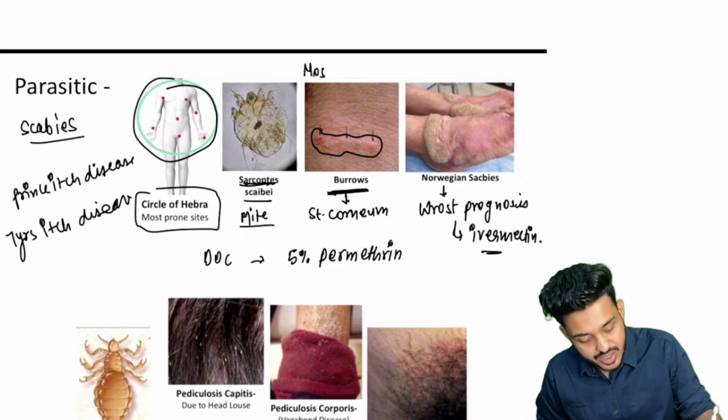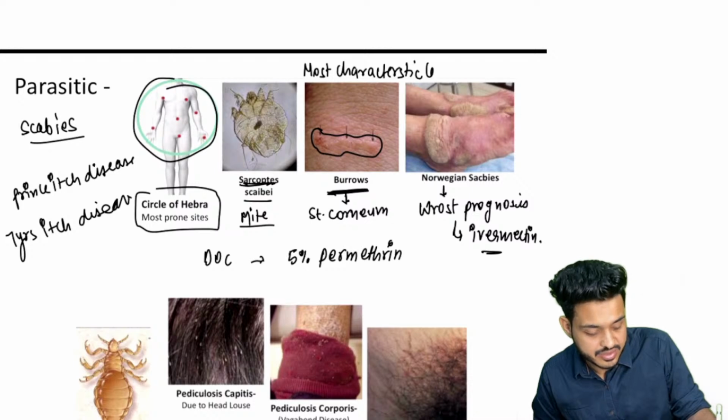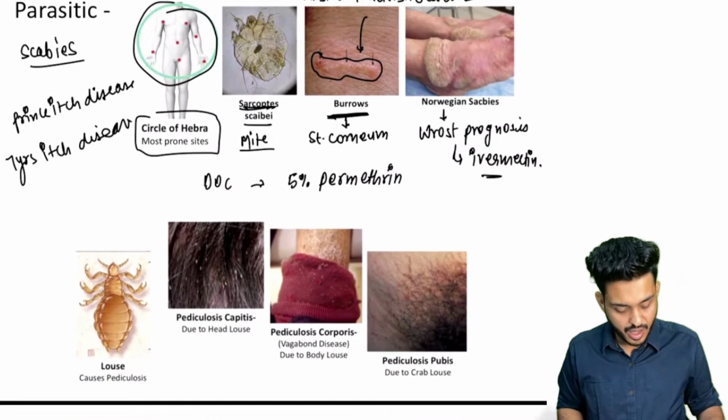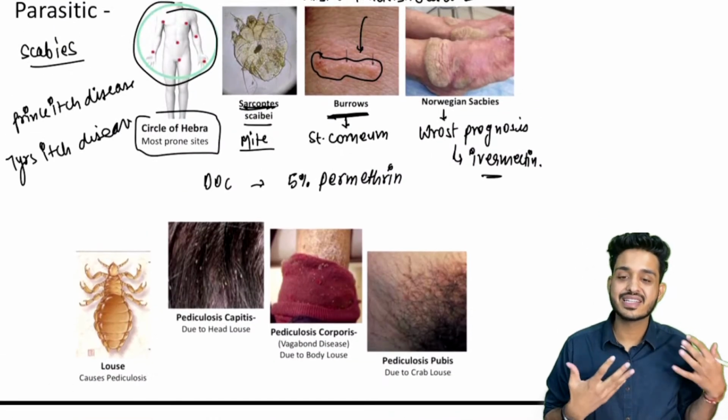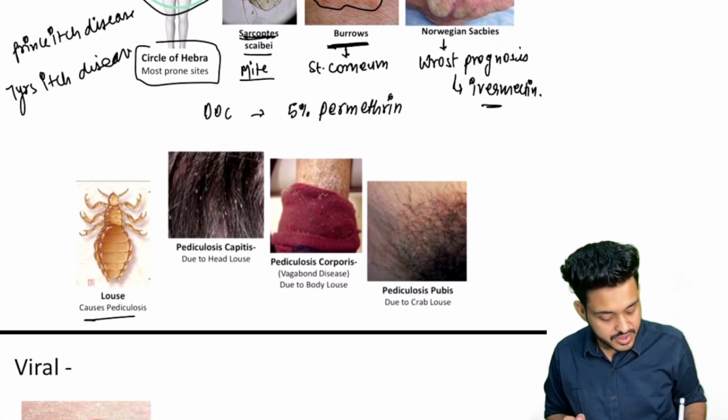Next thing, burrows are the most characteristic lesion. Okay, so this is about the scabies, right. कहाँ पर होता है, मतलब generally they will be seen in the intertriginous areas. Okay, next thing will be, this is your pediculosis.